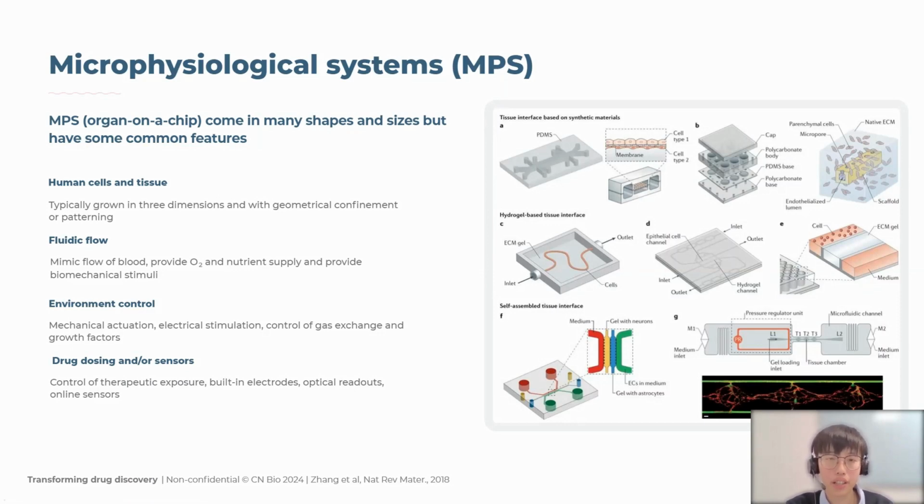One key feature is the use of human cells and tissues in MPS. The human cells in MPS are typically grown in three dimensions and with geometrical confinement or patterning. Another characteristic is the presence of fluidic flow. Fluidic flow within MPS is designed to mimic blood flow in the human body and can provide oxygen and nutrients within the culture. Other key features include the ability of MPS to produce a tightly controlled environment, and some of them are even equipped with specific sensors to closely monitor culture conditions.